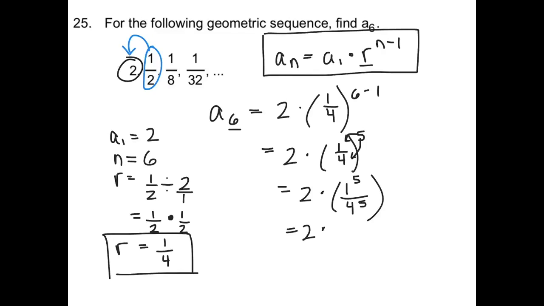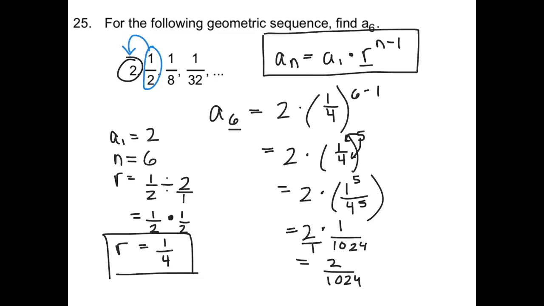And 1 to the 5th power is 1. And 4 to the 5th power is 1024. Next, we'll just multiply the top and bottoms together. So 2 times 1 is 2, and then 1 times 1024 is just 1024.